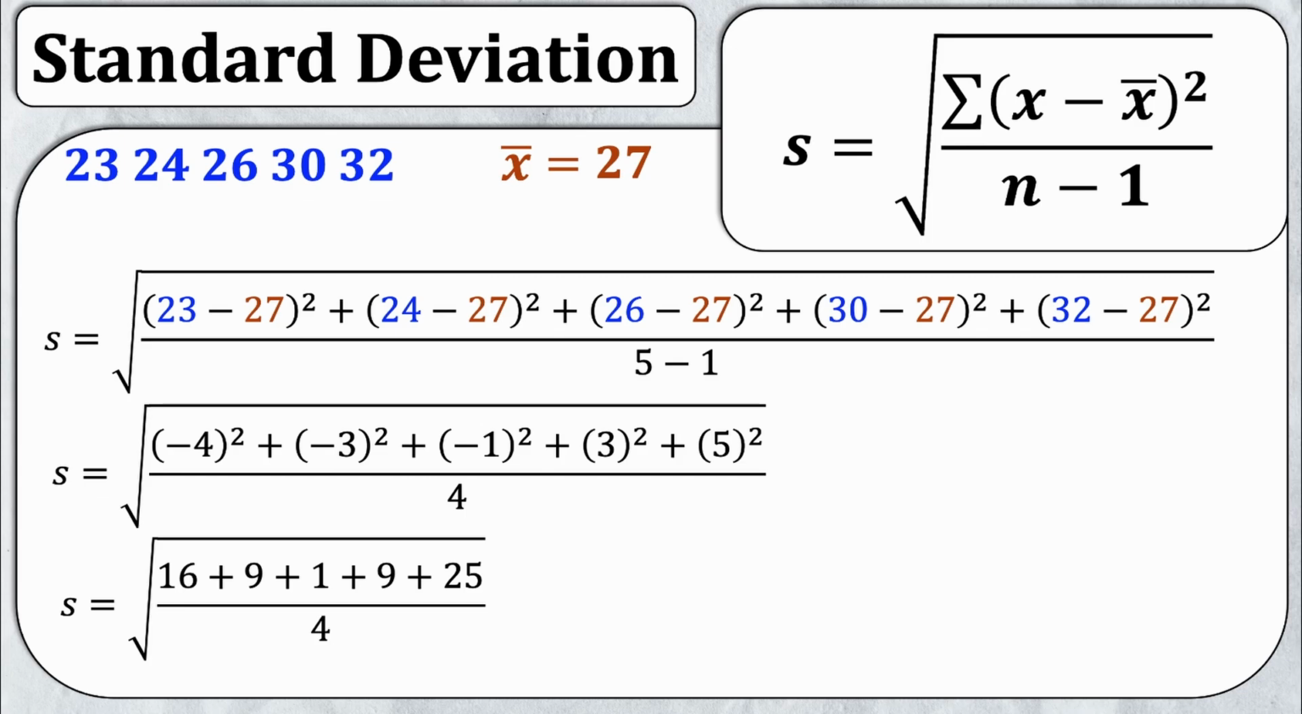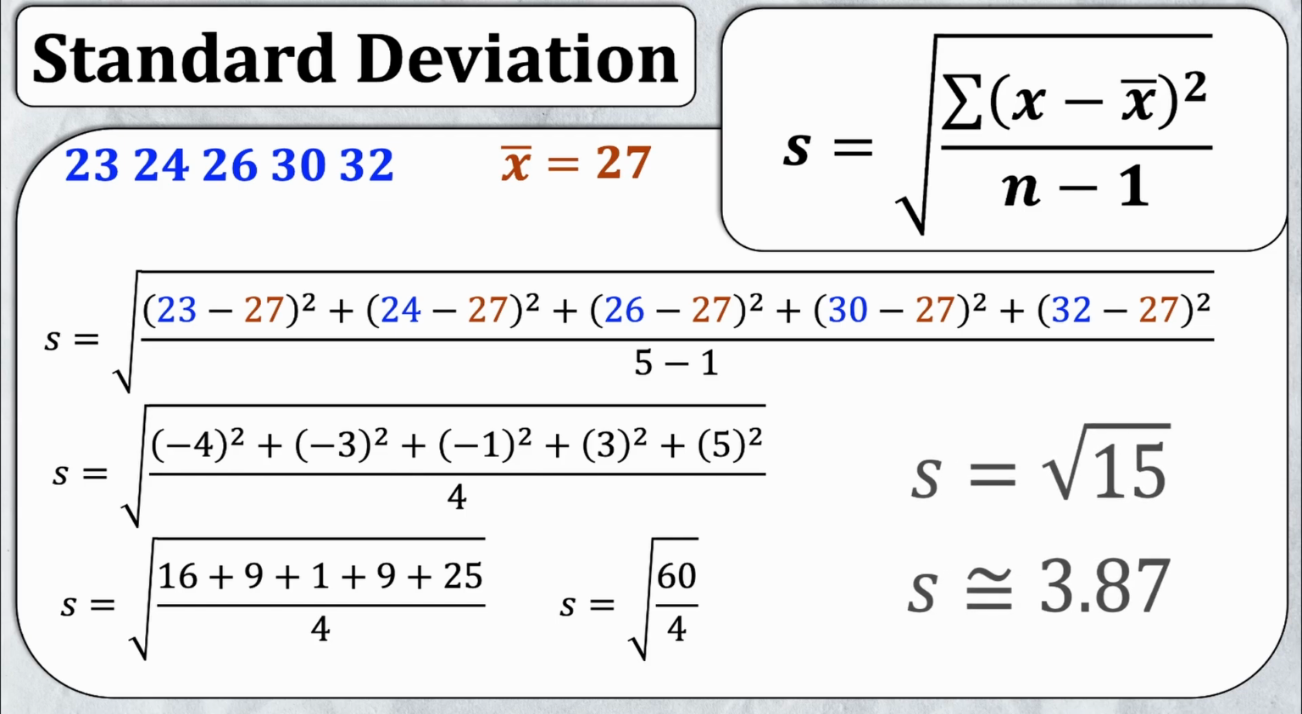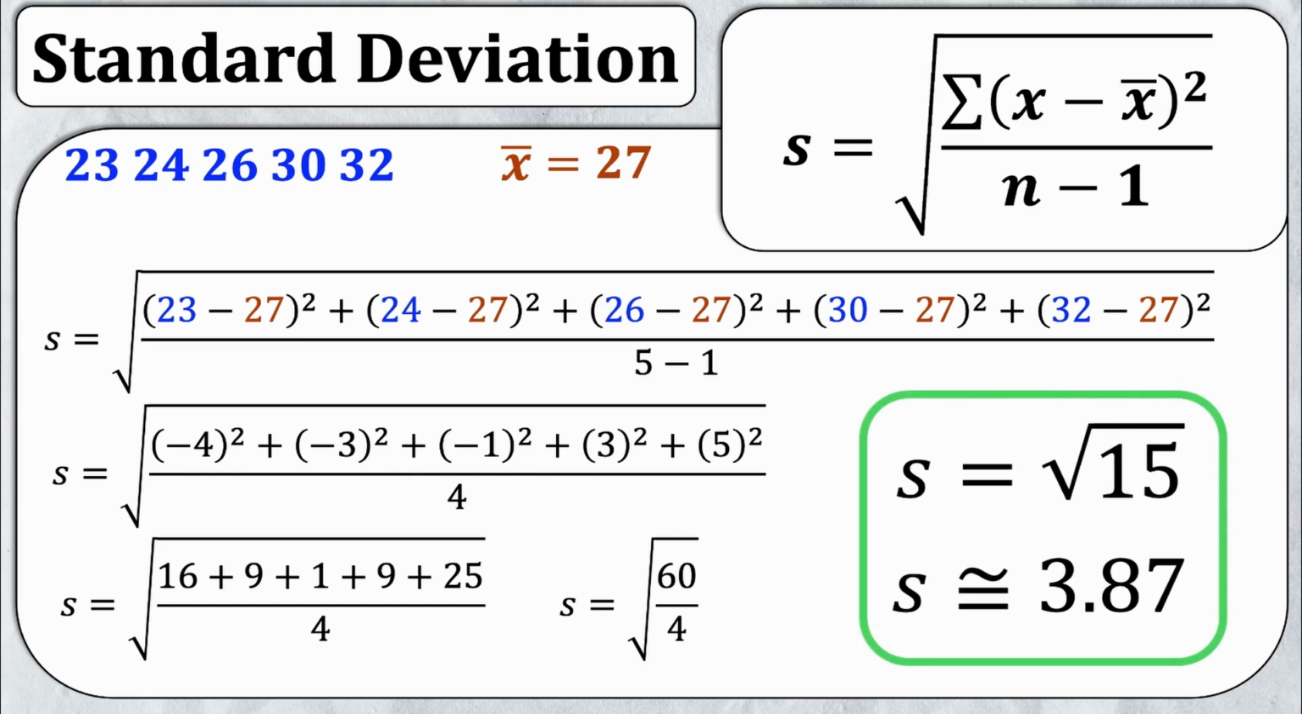Now, if I simplify the numerator, I'm going to get 60, and that's going to mean that the standard deviation is equal to the square root of 60 over 4. Now I can reduce what's under the square root to get 15, and that's going to give me one of 2 answers. Either the standard deviation is equal to root 15 if I'm being precise, or it's approximately equal to 3.87 if I'm rounding.